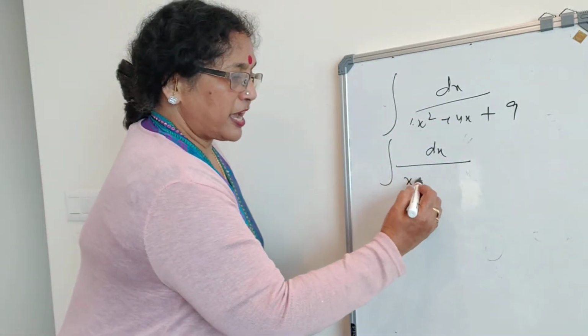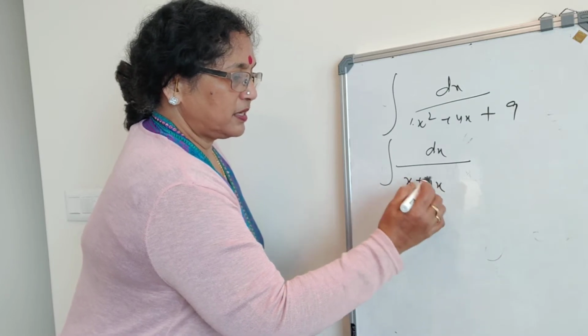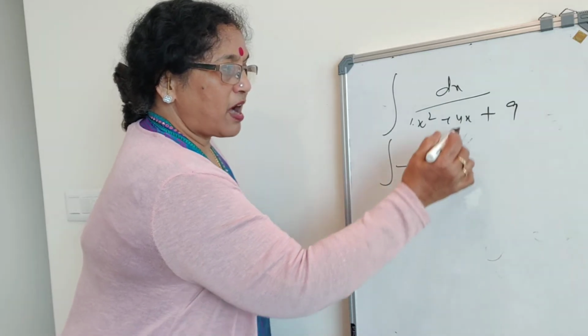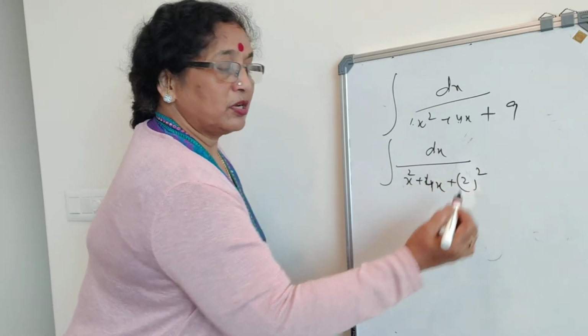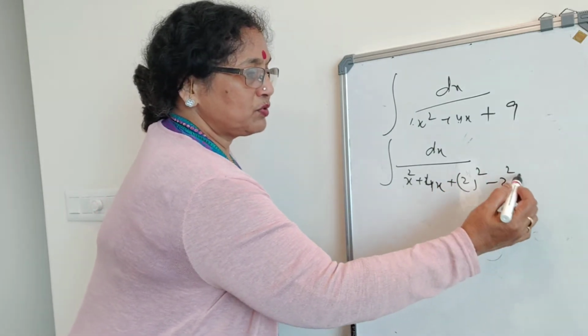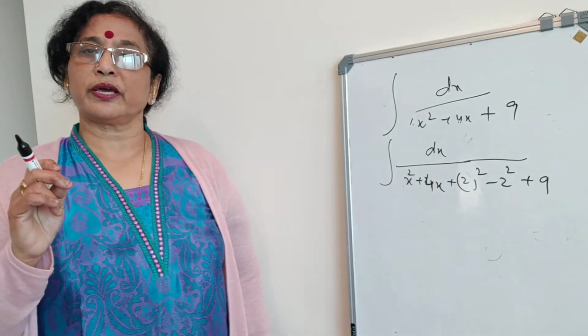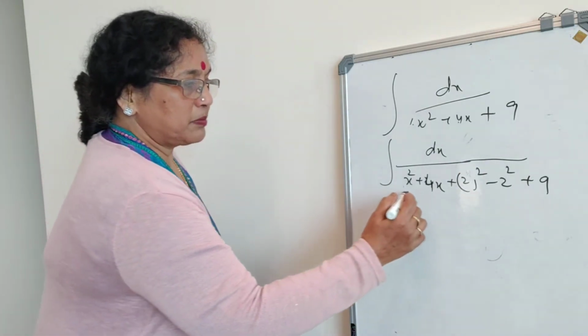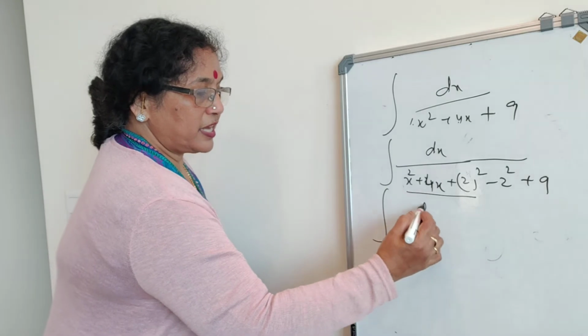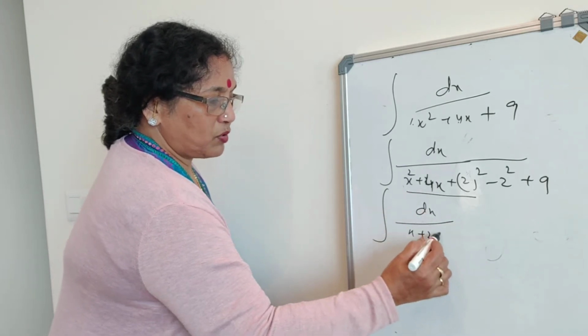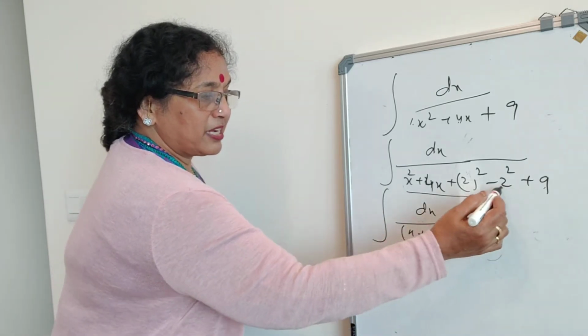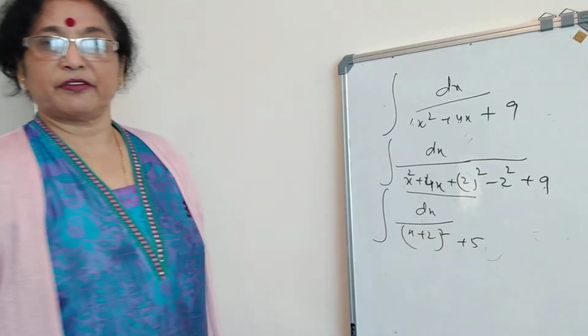So this becomes x square plus 4x, plus half of 4, which is 2, so 2 square, minus 2 square, plus 9. Why minus 2 square? Because you added one term extra, 2 square. Okay, so this becomes a perfect square. So dx by x plus 2 whole square, and 9 minus 4 becomes your 5.